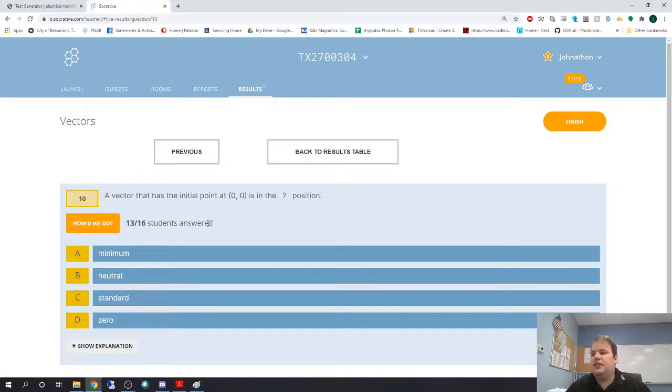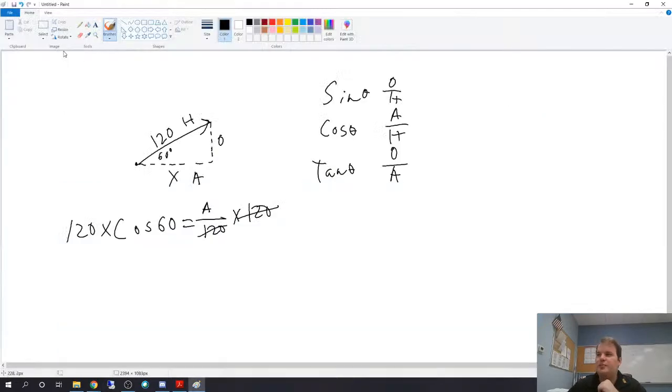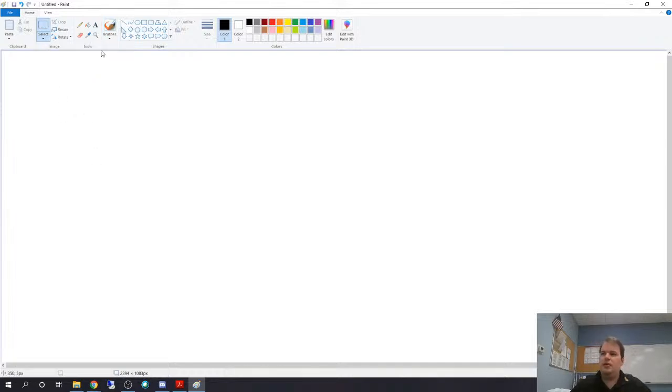A vector that has the initial point at 0, 0 is in the standard position. So the vector that is at 0, 0 on the coordinate plane is what we're talking about. So let's draw.